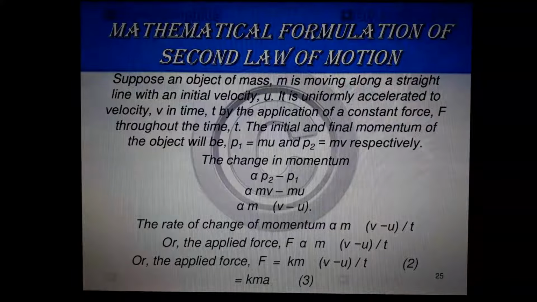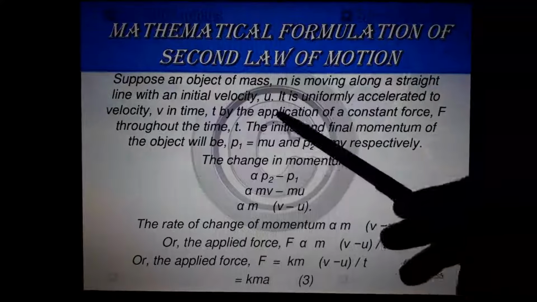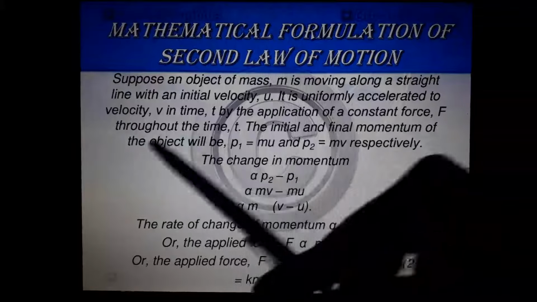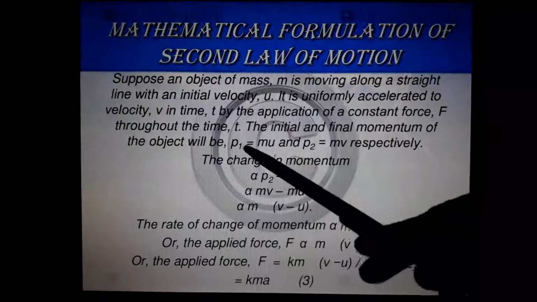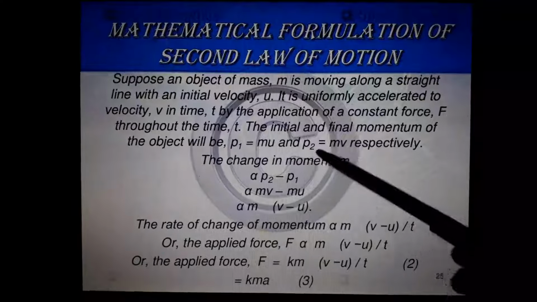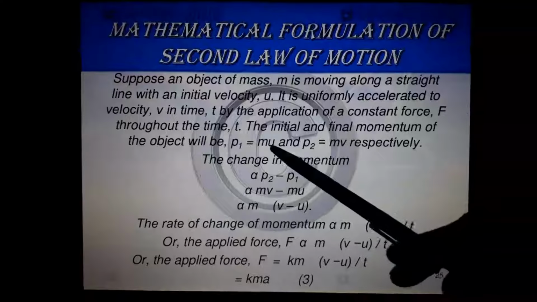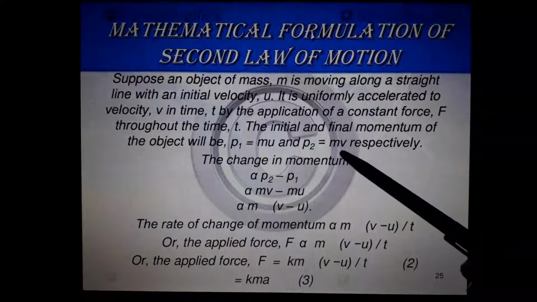suppose an object of mass m is moving along a straight line with an initial velocity u. It is uniformly accelerated to velocity v in time t by the application of a constant force F through the time. We know that force is change in momentum divided by time. We have the initial and final momentum of the object: initial momentum P1, final momentum P2. Initial velocity u, final velocity v, we already studied in that chapter.